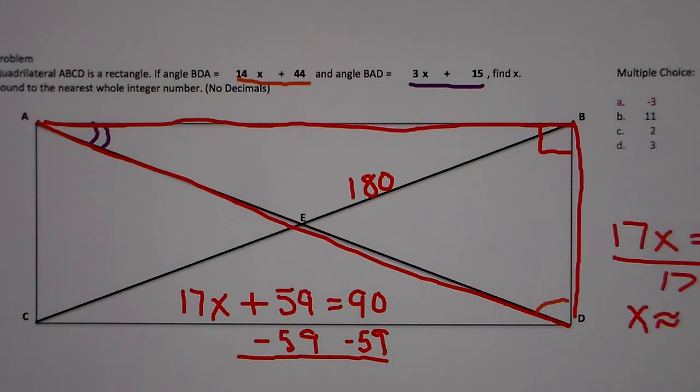So when I put it in the calculator, the calculator is always helpful, you get the exact answer. 31 divided by 17 gets us 1.82352, and it just says round to the nearest whole integer. So with no decimal, 1.8 is rounded to 2. So that's why our answer is going to be C, 2.